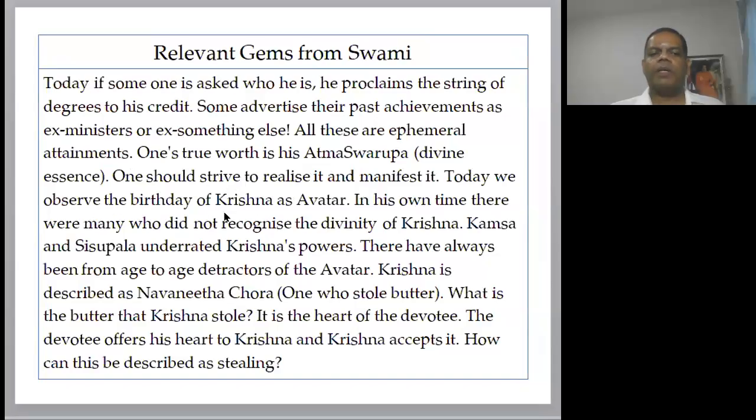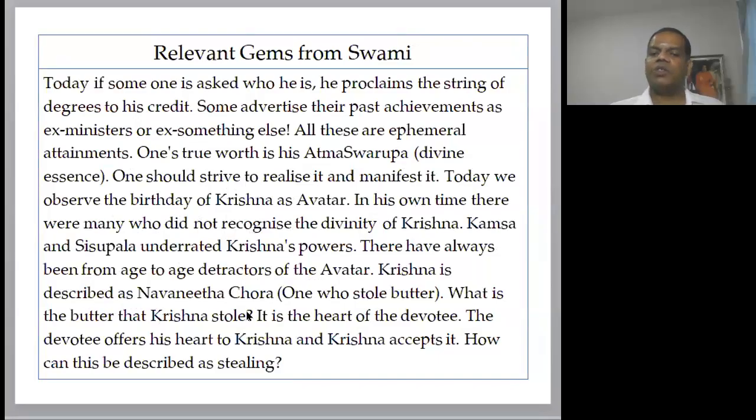Today, we have observed the birthday of Krishna as avatar. In his own time, there were many who did not recognize the divinity of Krishna. Kamsa and Shishupala underrated Krishna's powers. There have always been, from age to age, detractors of the avatar.